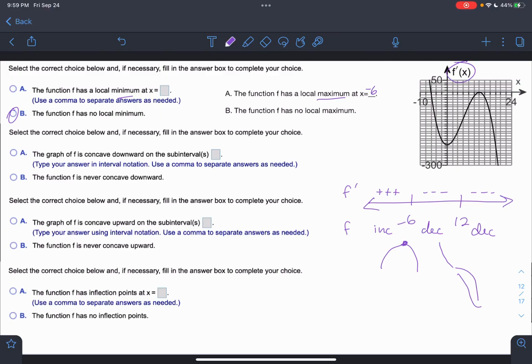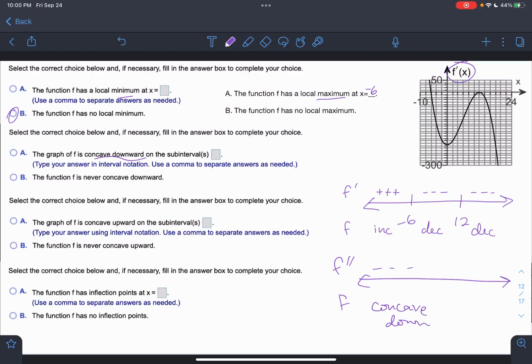Let's see, downward, right? Downward. Okay, so this means where the derivative of the derivative is going to be negative, right? So my f double prime, when it's negative, my f will be concave down.